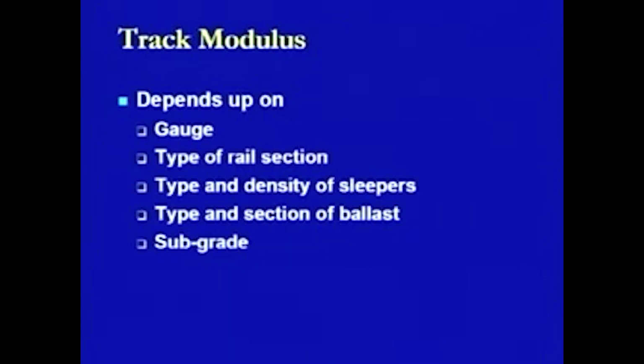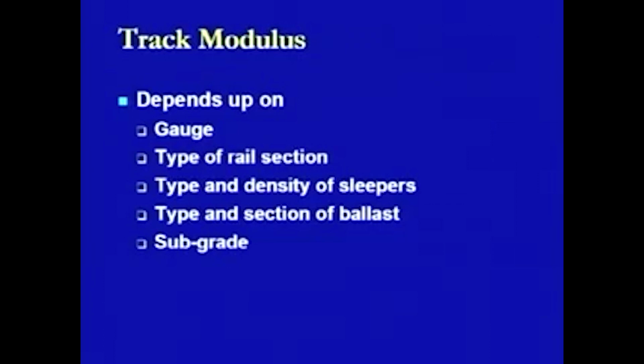This track modulus is dependent on a number of factors. The factors listed here are: gauge, type of rail section, type and density of sleepers, type and section of ballast, and subgrade. We will briefly discuss the effect of all these factors on the track modulus.